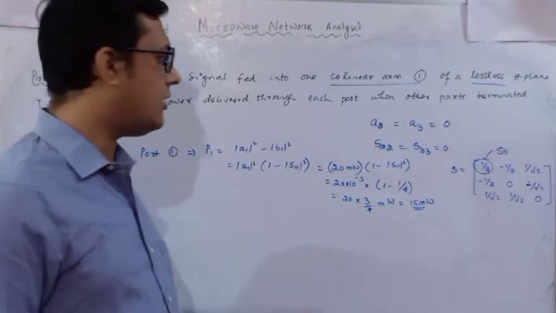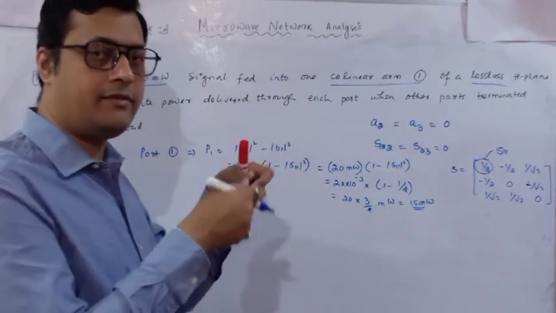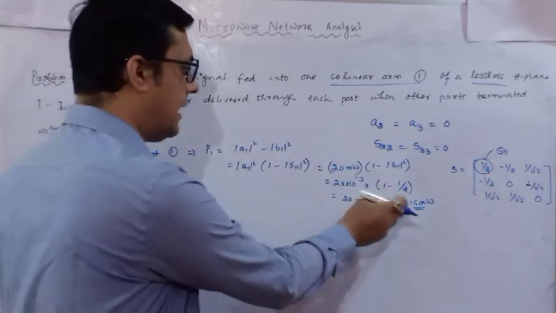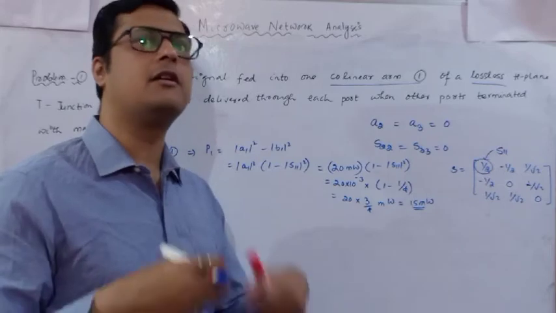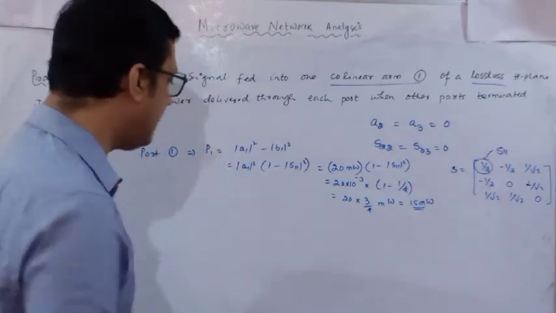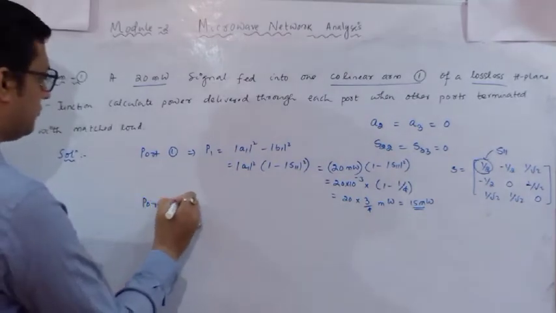Remember this, because this is the incident power which is available at port 1. We are giving the power, but when it is entering port 1, 5 milliwatt is reduced due to the reflection. It is not a matched condition. Okay. Next, what is the power available at port 2?